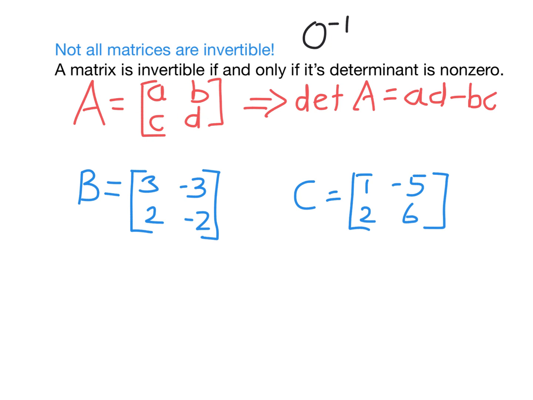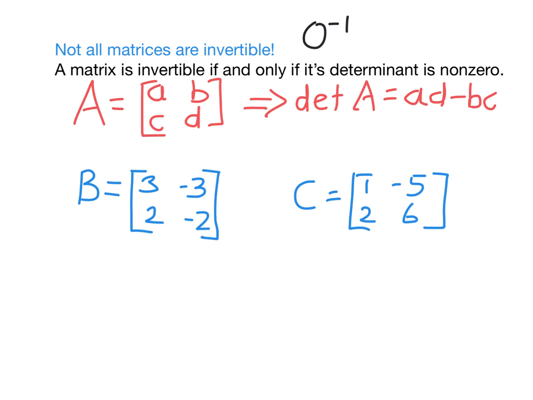So this has 2 rows and 2 columns. If I call these entries A, B, C, and D, the determinant of the matrix is just AD minus BC. These two multiplied together minus these two multiplied together. So let's look at some examples.